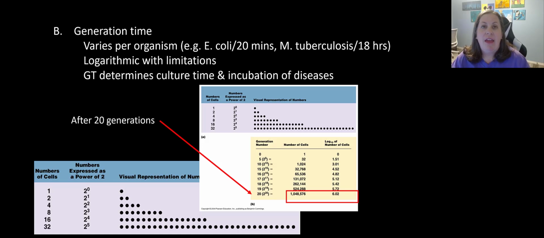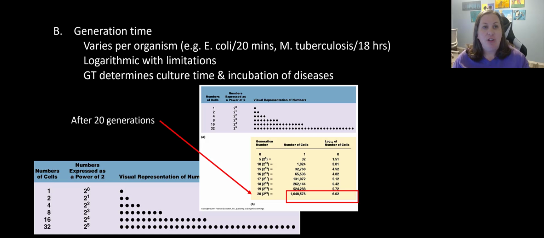Now they do this through a logarithmic type of growth, but eventually they run out of nutrients on the plate. So they will spike in this exponential growth, but eventually they'll stabilize and then start to die because they start to run out of nutrients. There's not unlimited nutrients on these plates. So the generation time determines the culture time and how long you need to incubate it, and also how long it incubates in you before we see symptoms of disease.